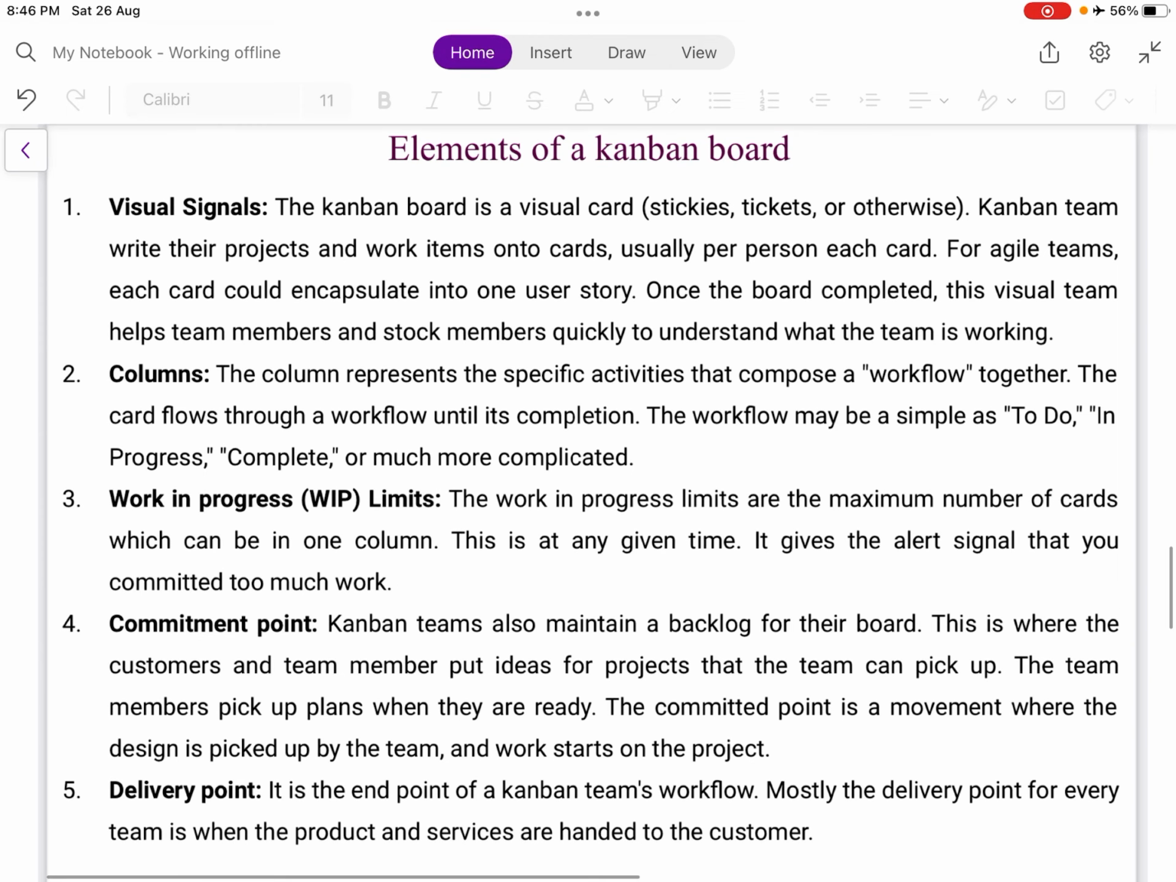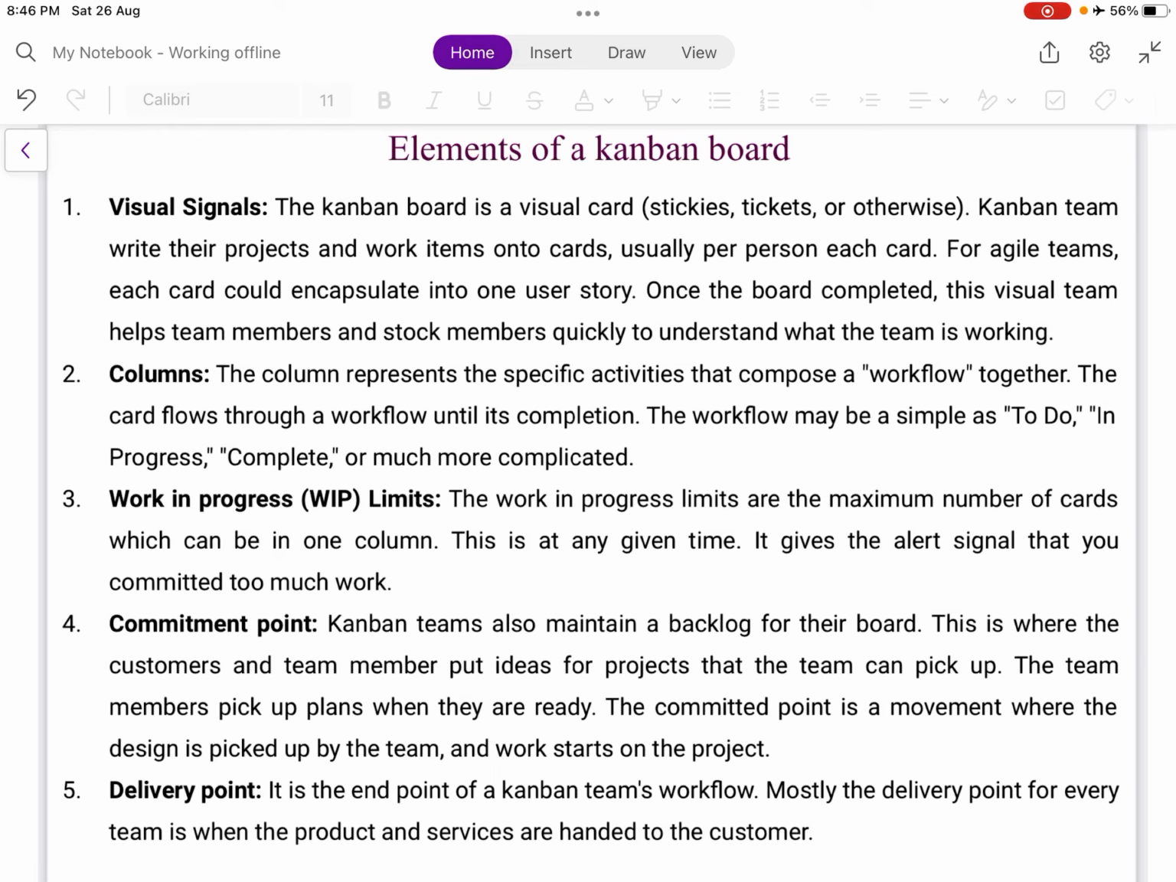So what are visual signals? The Kanban board is a visual card board. Kanban teams write their projects and work items onto cards, usually one card per person. For agile teams, each card could encapsulate one user story. Once the board is completed, this visual helps team members and stakeholders quickly understand what the team is working on. Columns.